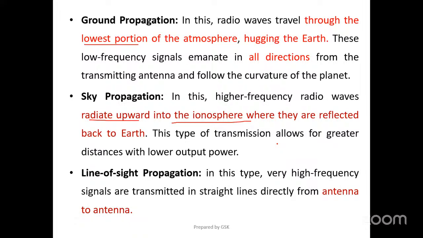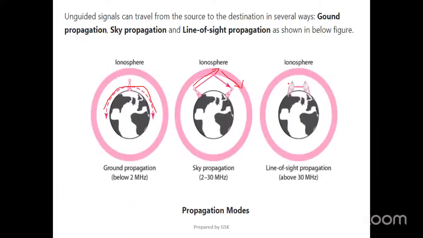The next one is line of sight propagation. In this type, very high frequency signals are transmitted in straight lines directly from antenna to antenna. You can say it is in a straight line manner from one antenna to another antenna.